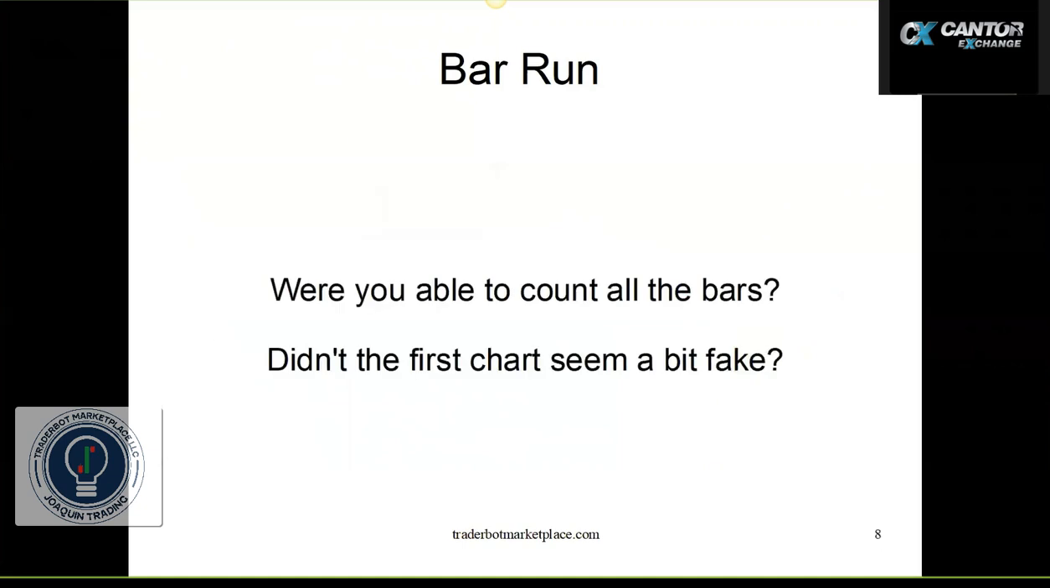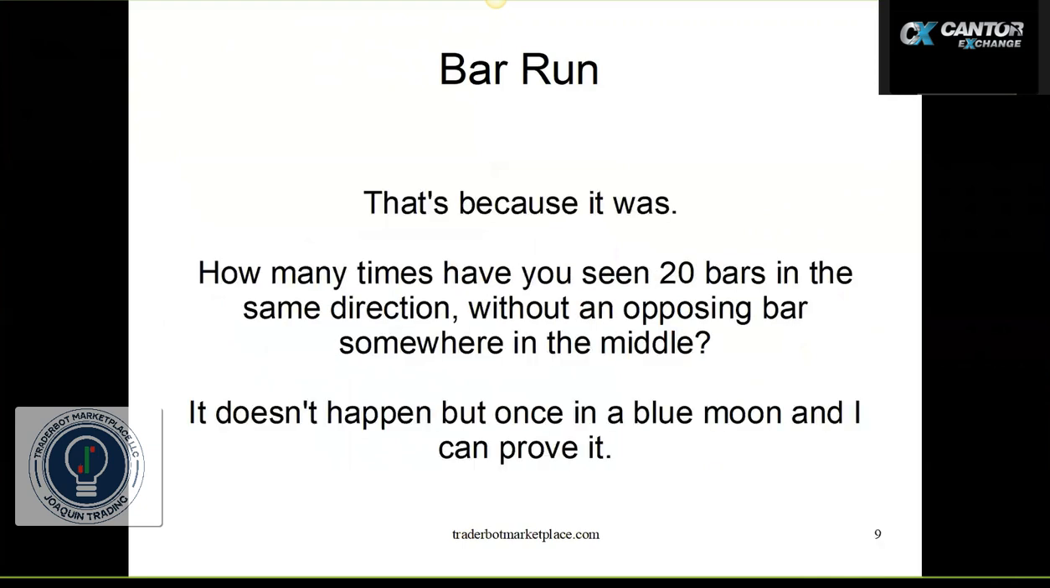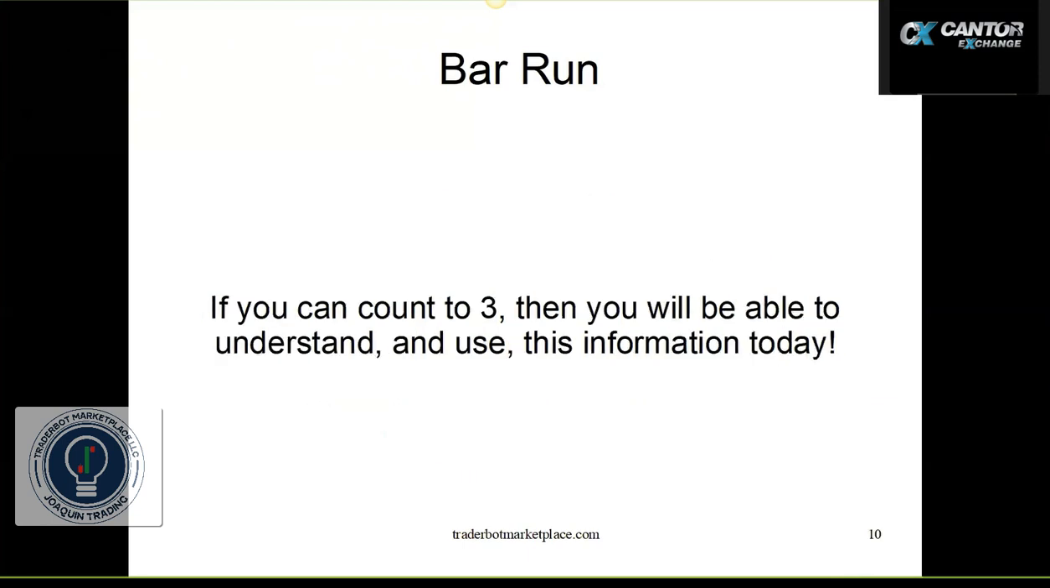Were you able to count the bars? Didn't the first chart seem a little bit fake? That's because it was. I made it. I just screenshotted some stuff and made a fake chart for you. How many times have you seen, let's say, 20 bars in the same direction without an opposing bar somewhere in the middle? Not very often. It doesn't happen but once in a blue moon. I've never seen a blue moon, but I can prove it.